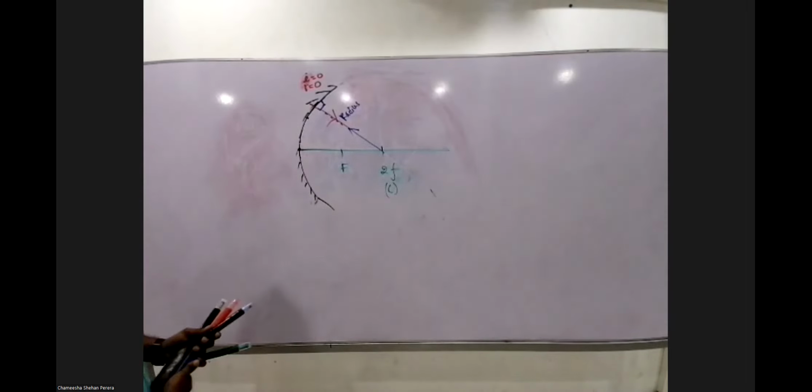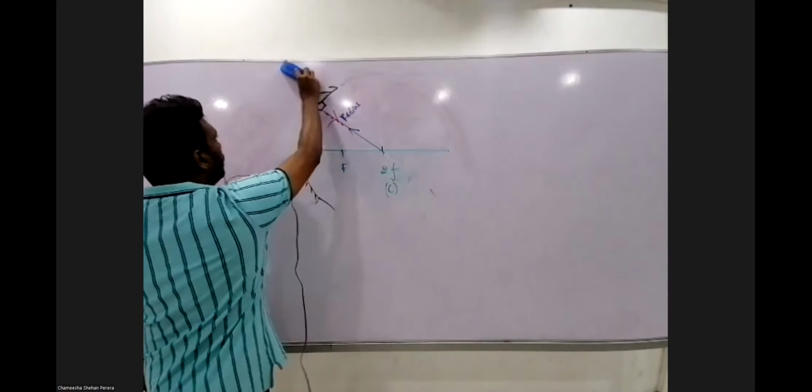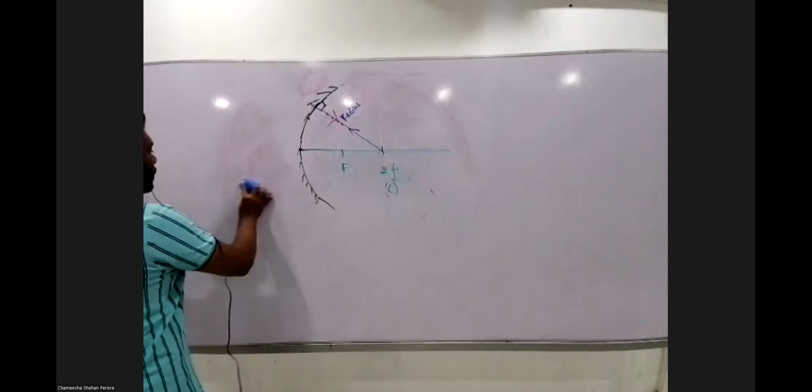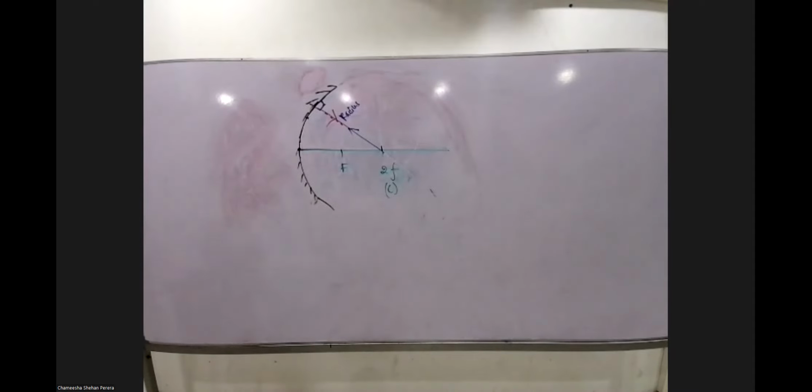Hope it is clear to you, Bhim Sen? Right. Okay. Chanakya, was it clear to you? Yes, it was clear. Okay. Right. Next part.